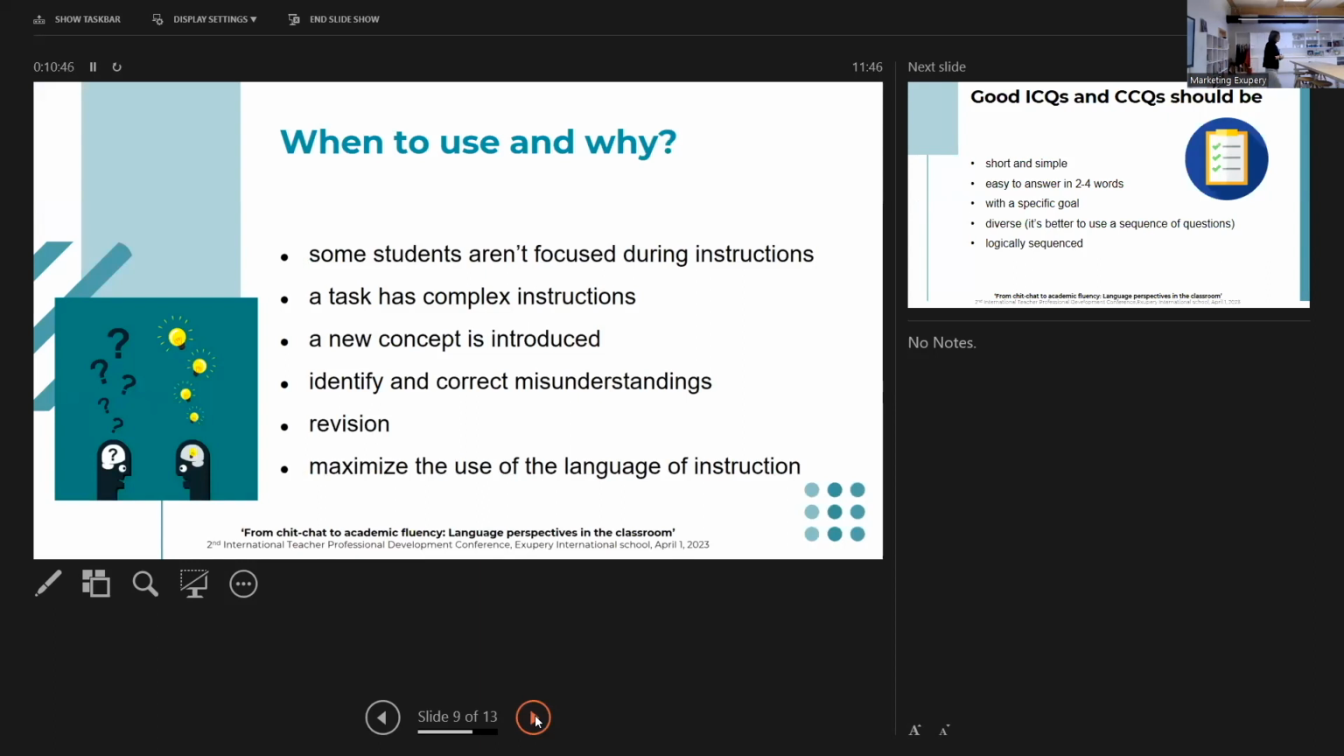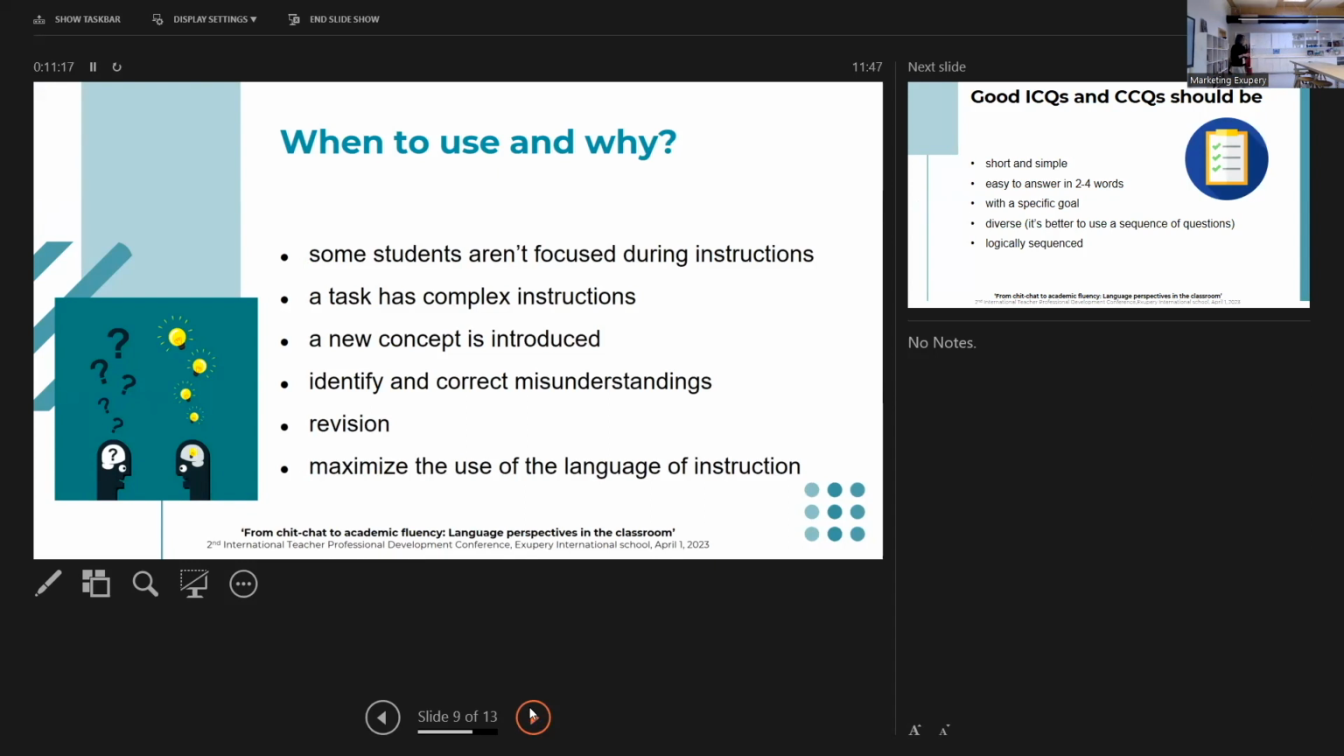So why to use the strategy and when to use the strategy? For example, when you're giving instructions in a big class and you see that some students are drifting away and they're losing focus, this is a method to get them back on the task. For example, Tommy, are we going to cut out first or are we going to color the circle first? So to know the sequence. If a task has complex and multi-step instructions, again, to check whether students understand every step and whether they know the sequence, what to do first and what to do after.